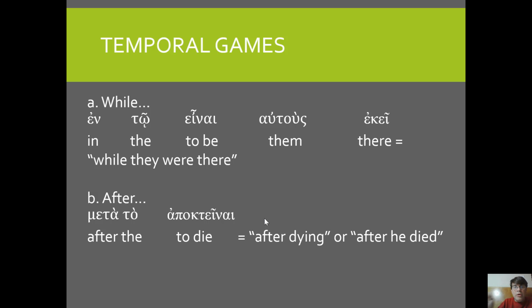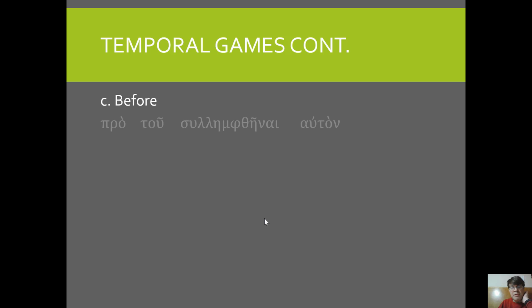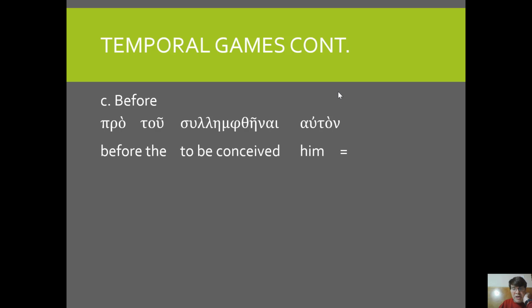Okay, so en to infinitive is "while." Meta to infinitive is a way of expressing "after." Lastly, you can express "before" using pro tou infinitive. So this is a neuter singular article with the infinitive. This is a -thenai infinitive, so it's an aorist passive infinitive. And then auton is accusative, it becomes the subject of the infinitive. So before the to come together, or before the to be conceived, him, becomes "before he was conceived."